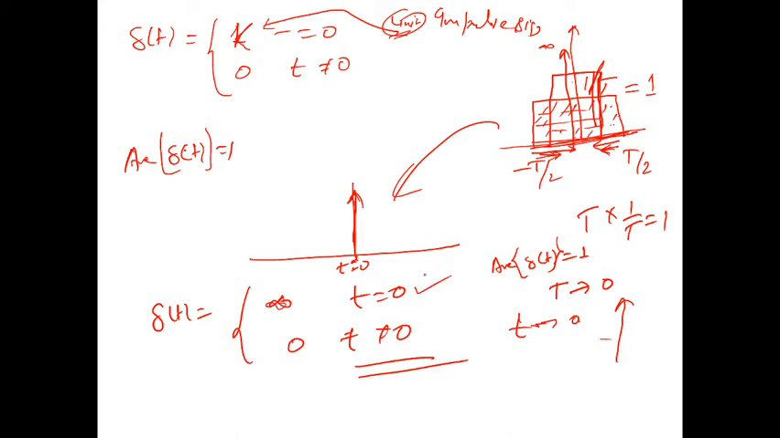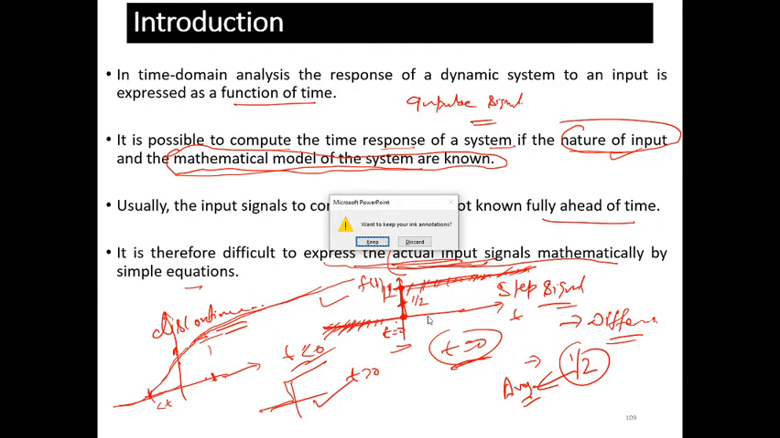In the unit impulse, the unit impulse is defined simply as delta t equal to 1 for t equal to 0, and 0 for t not equal to 0. So this is the case.